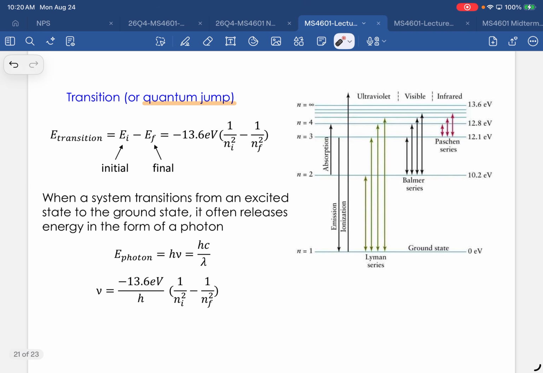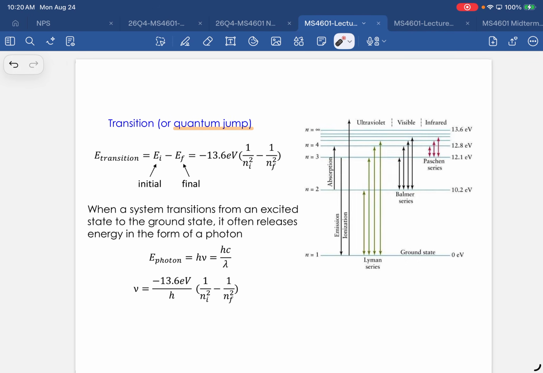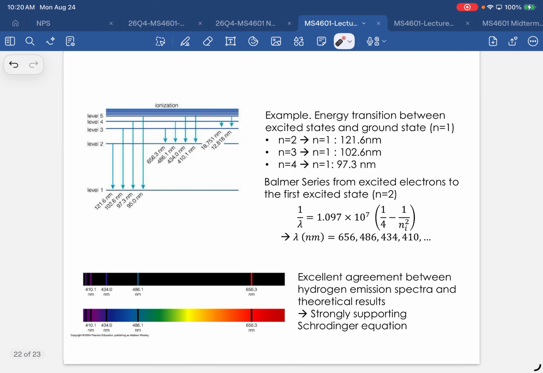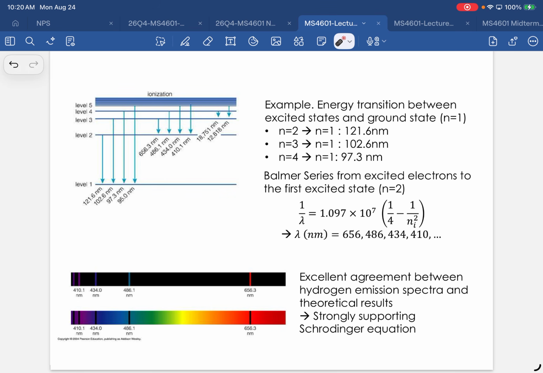So then, when a system transitions from an excited state to the ground state, it often releases energy in the form of a photon, and then we can evaluate what the frequency of that photon is, right? By basically using this energy transition. And this is essentially the equation for that, and we can apply that to evaluate the frequency or wavelength of that energy transition.